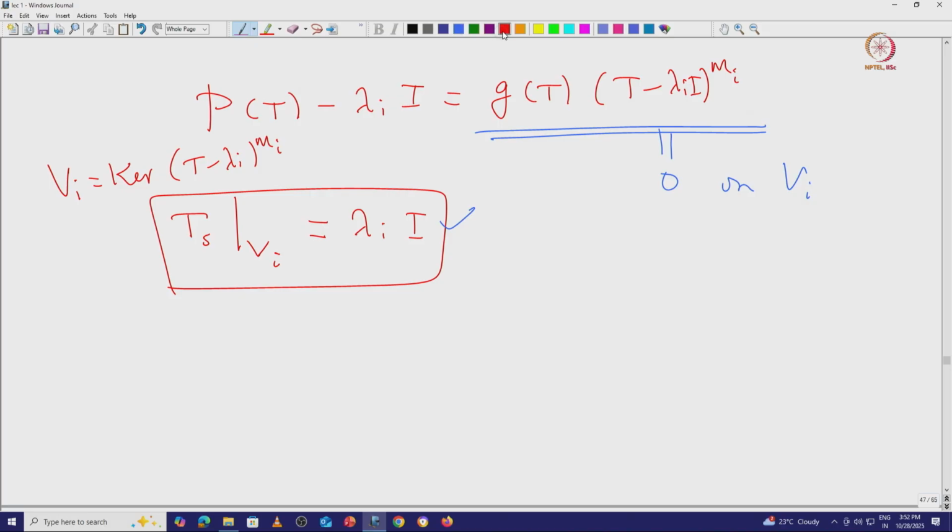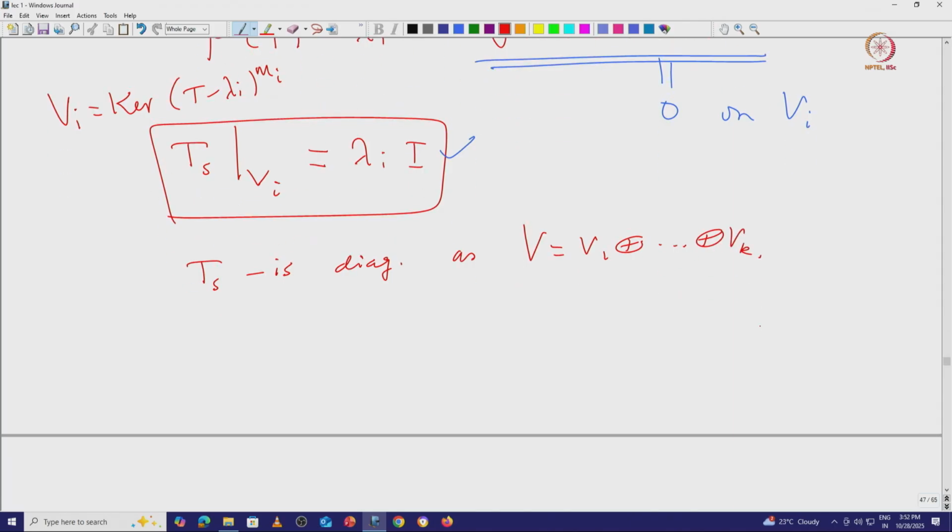So, this implies that T_s is diagonalizable, as V is nothing but V_1 direct sum, etcetera, direct sum V_k. You can put together the bases of the V_i's and make a basis of V. With respect to that basis, T_s is going to look like lambda_1 etcetera lambda_1 and lambda_k etcetera lambda_k, which is diagonal.